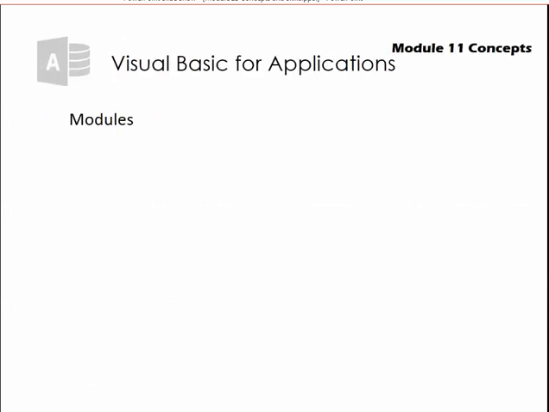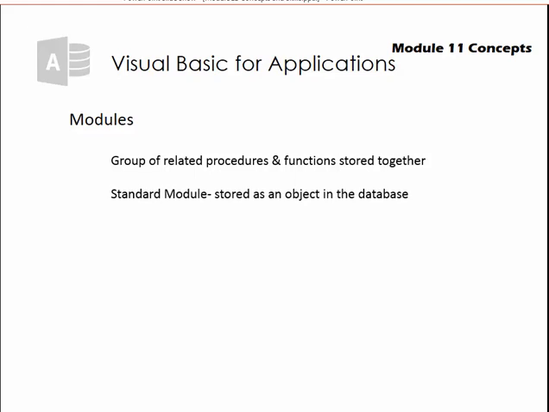On a larger scale, VBA is contained within modules in a database. A module is a group of related procedures and functions that are stored together within the database. In Access, there are two types of modules. The first type is the standard module. A standard module is an actual database object that once created will be located in the navigation pane below macro objects. When you create a standard module, the correct Access naming convention to use is to prefix the module name with BAS. BAS is short for basic, the type of programming language that VBA has its roots in.